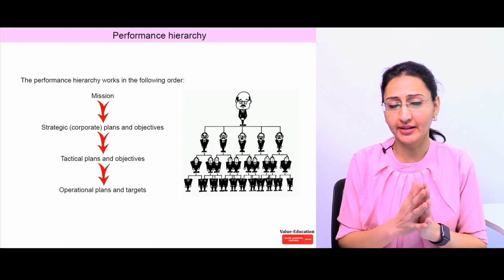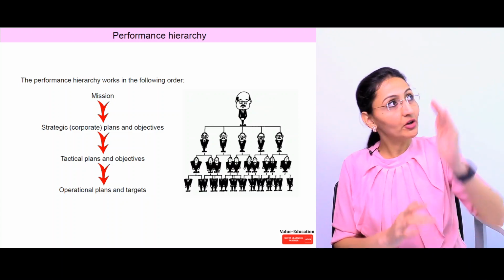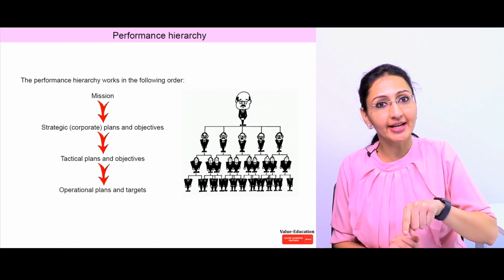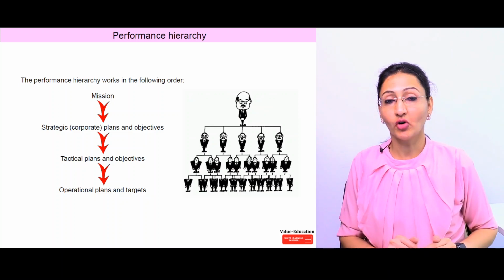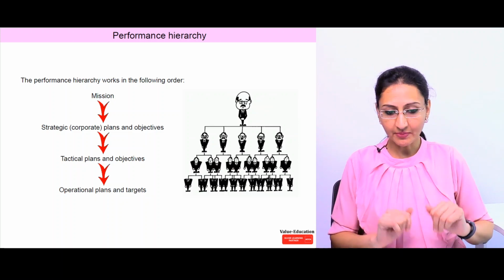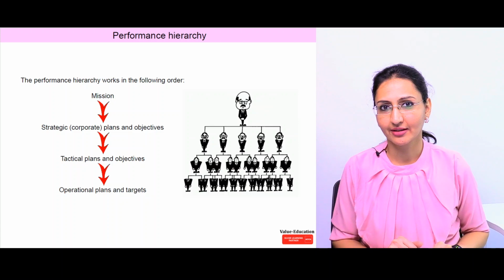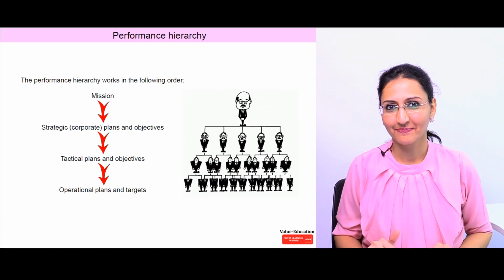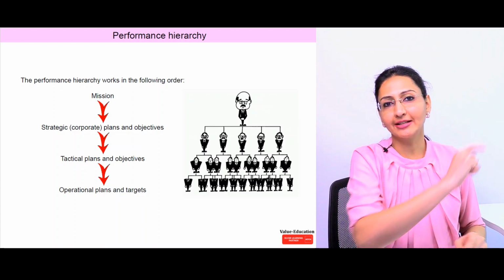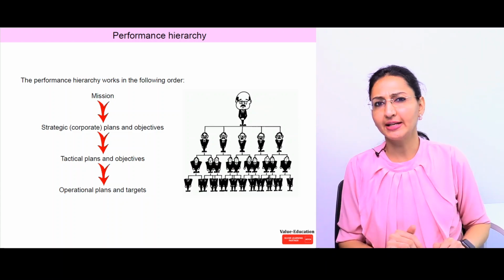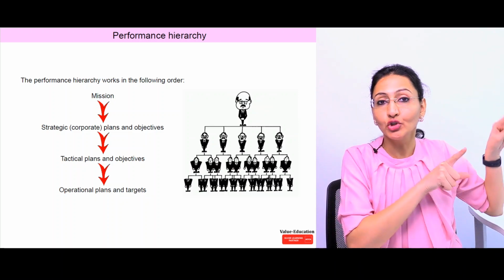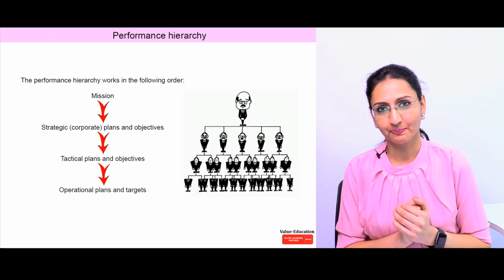So performance hierarchy has mission at the top of the ladder. That means performance first has to be set based on the mission for which the company is built. We will go into more detail on mission also. Then come strategic plans and objectives to attain the mission. To support these strategic plans and objectives, you need some tactical plans, you can say middle level plans. And to attain these tactical plans, you need some operational plans also.